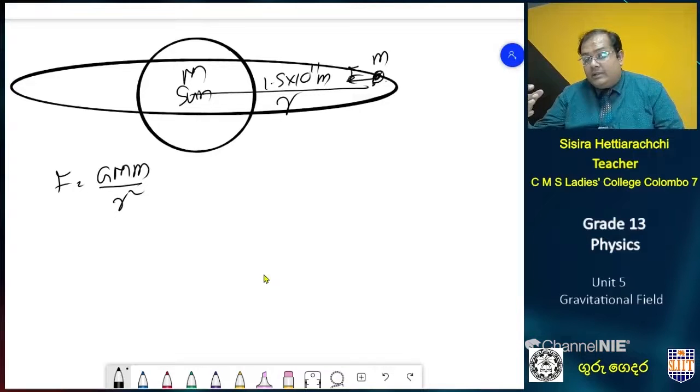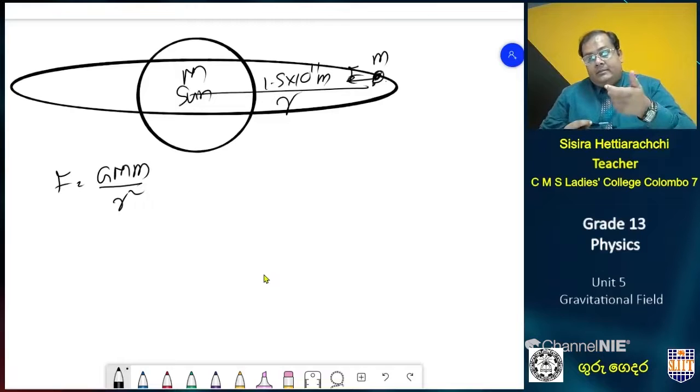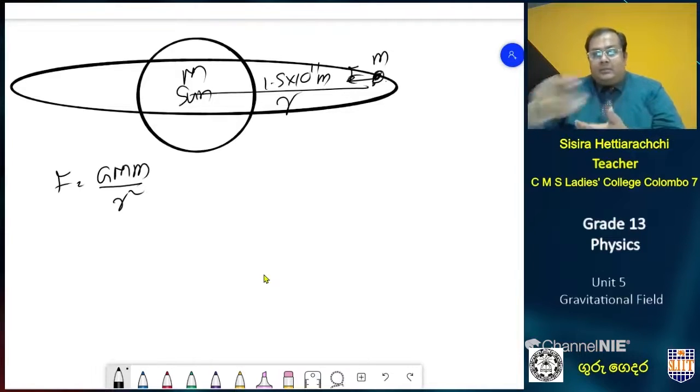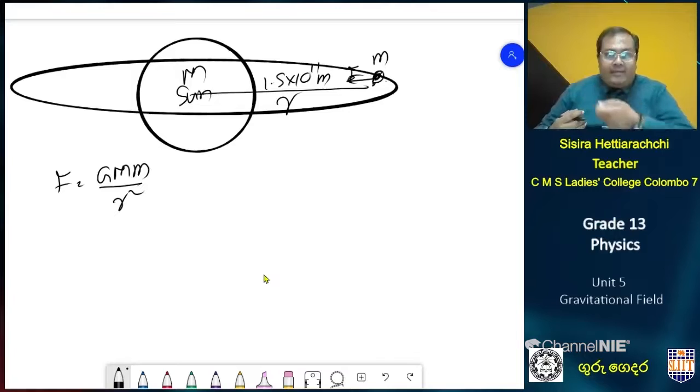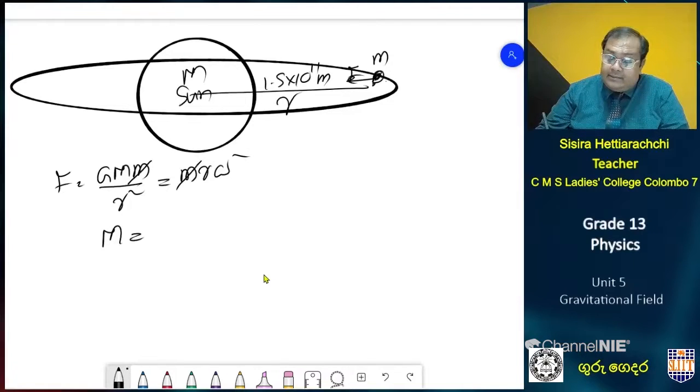If this force is not there, Earth will travel in a tangential direction, right? Then to keep this Earth along this circular path, the Sun has to attract. That attraction should be equal to our circular motion equation. What is that? M R omega squared. Small m, the mass of the Earth, is getting cancelled. G we know. Then you can calculate the mass of the Sun: R cubed omega squared over G.